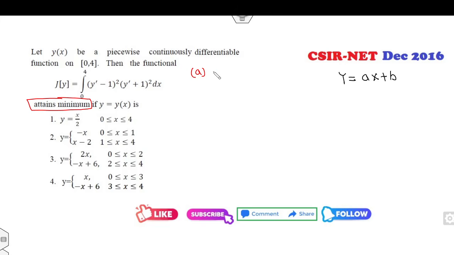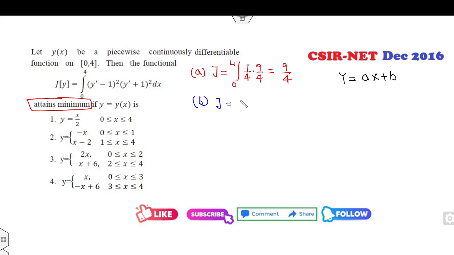When y is equal to x by 2, what is the value of J? I can substitute this value. What is y dash? Half. Half minus 1, half. Half square is 1 over 4. Half plus 1 is 3 over 2, that is 9 over 4. So what is the integration of this? 9 over 4.